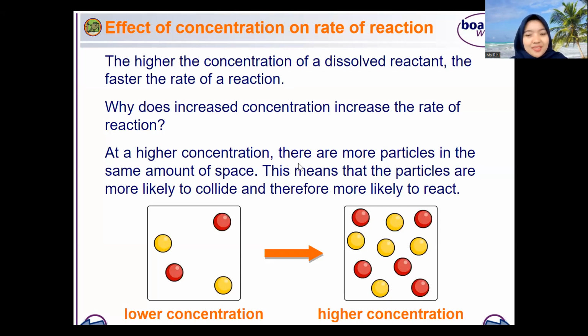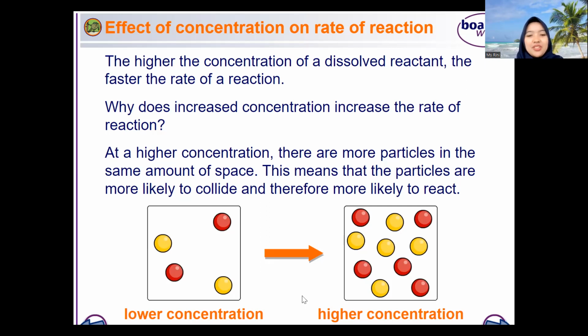Why does increased concentration increase the rate of reaction? Please look at the pictures. At the higher concentration, there are more particles in the same amount of space. See? In lower concentration, we only have four particles, but in higher concentration, we have a lot. This means that the particles are more likely to collide and therefore more likely to react.